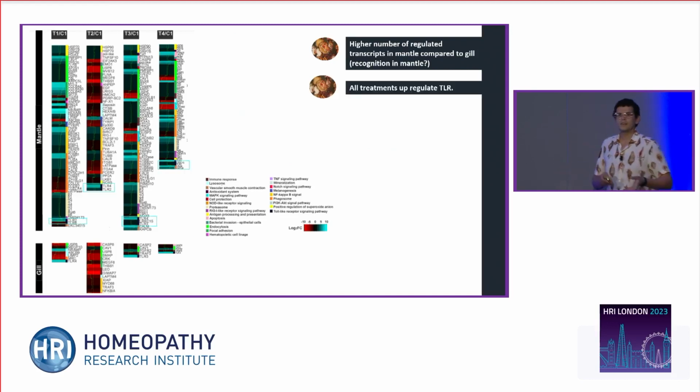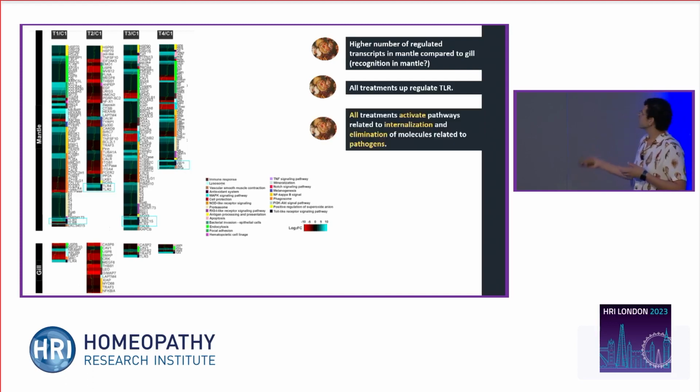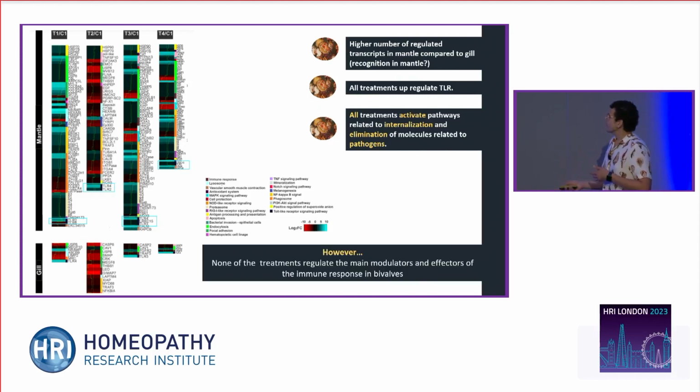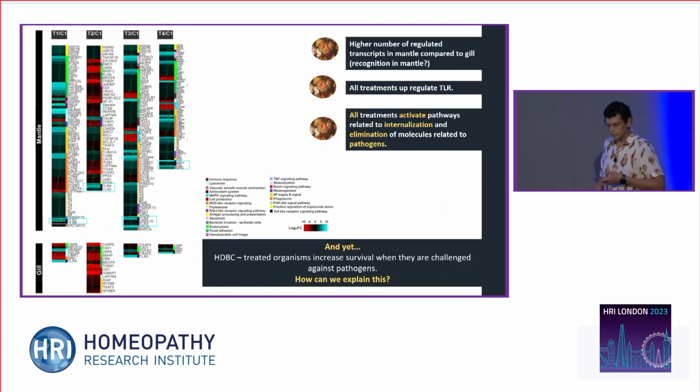All the treatments here upregulate genes related to toll-like receptors. And all the treatments activate pathways related to internalization and elimination of molecules related to pathogens. However, none of these treatments regulate the main modulators and effectors of the immune response. And yet, when the organisms are treated and then challenged against a pathogen, they increase survival. So how can it be that they, yeah?